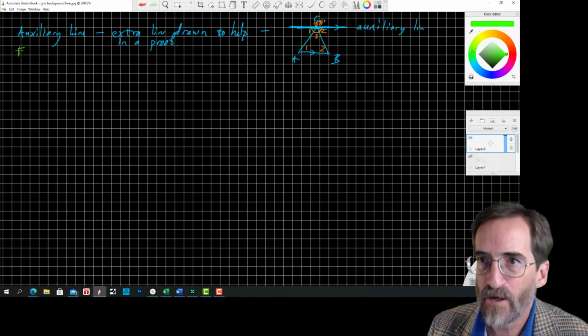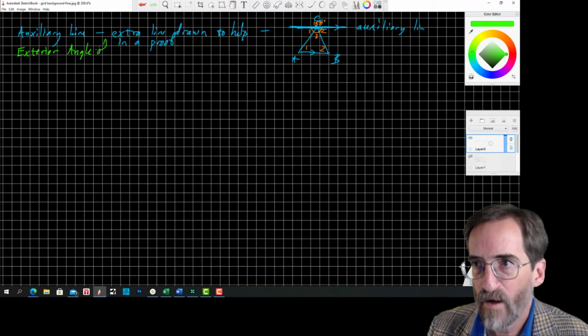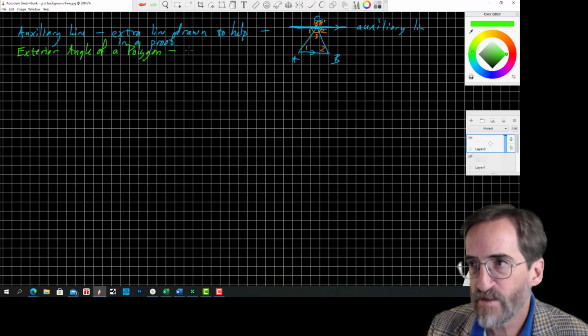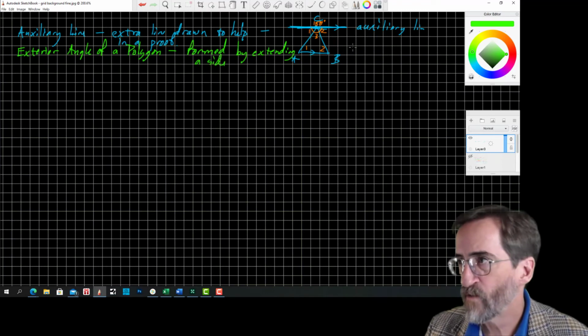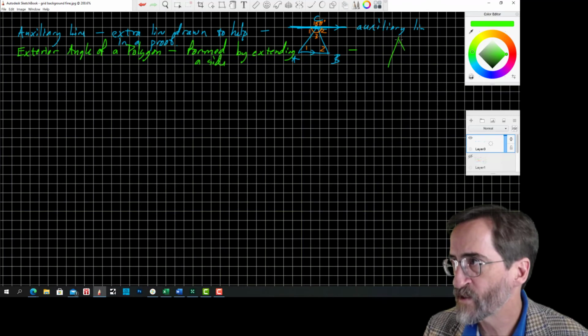Okay, exterior angle of a polygon. The angle is formed by extending a side. So the example given in this unit, and the reason it was brought up, is if you have a triangle and you extend one of the sides, you form an exterior angle.